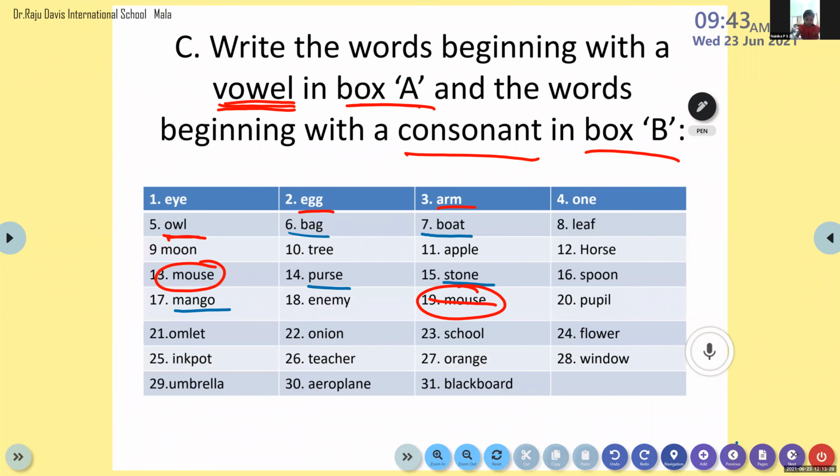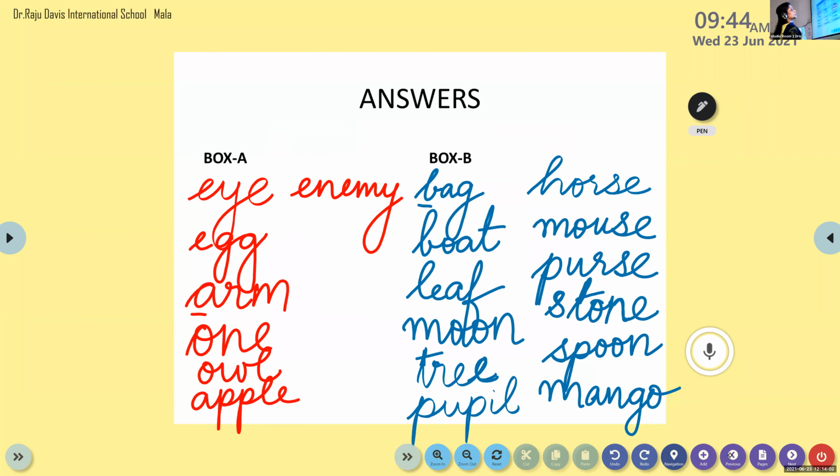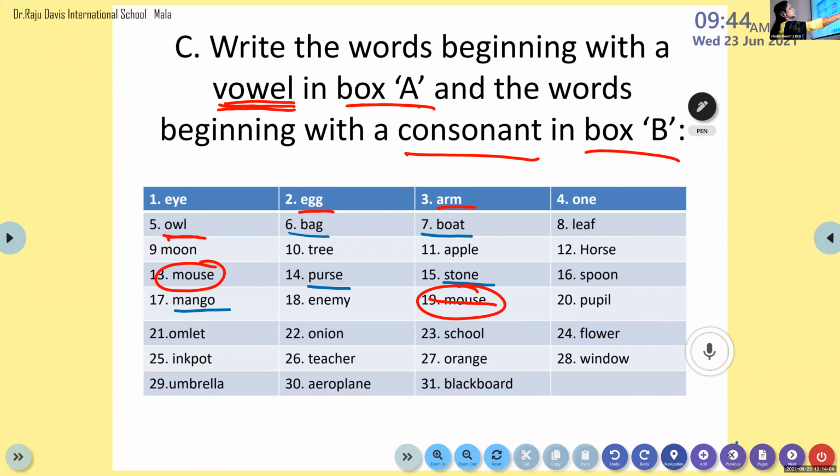Sorry, I have to change the ink. So all of you write the word pupil in box B. Pupil. So we have finished with 20 words. Now let's move on to the next word. All of you turn on your videos.